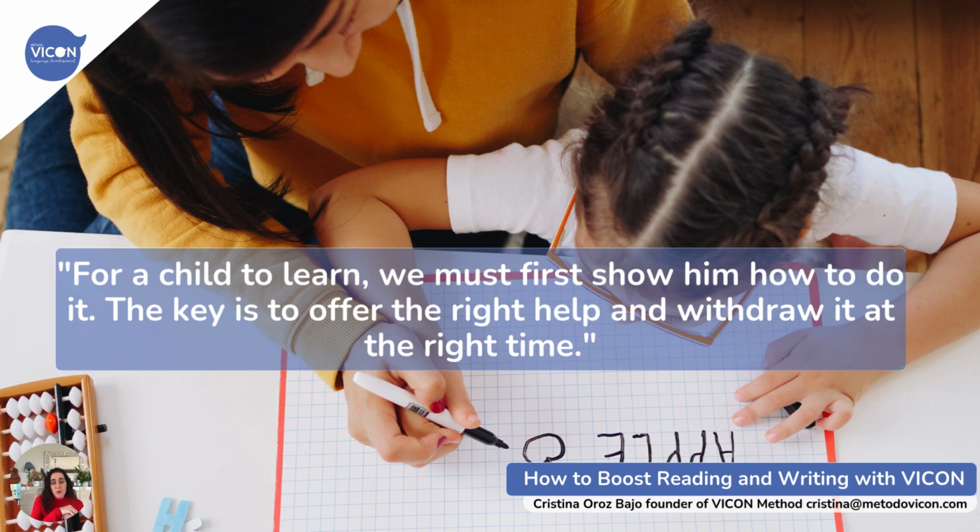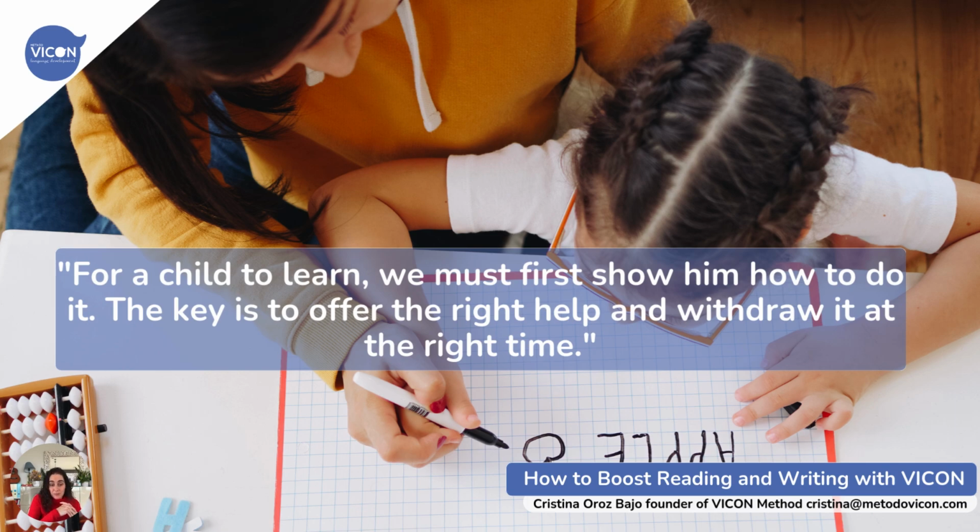Why is reducing support important? A common mistake is helping too much or for too long. If a child always receives help, they won't try on their own. That's why we should always ask ourselves, do they still need this much help, or can I reduce it? Are they showing signs of independence? Can I give them more chances to try on their own?